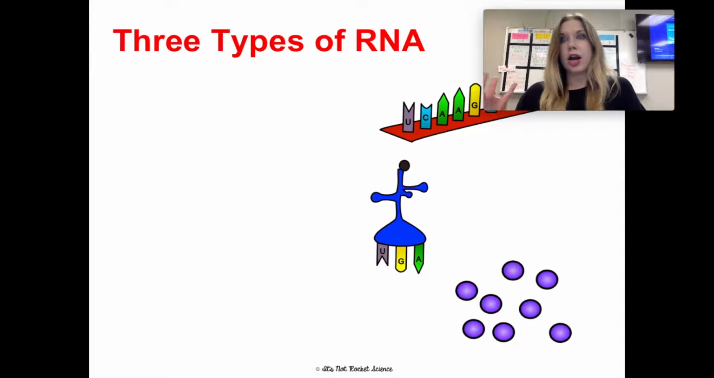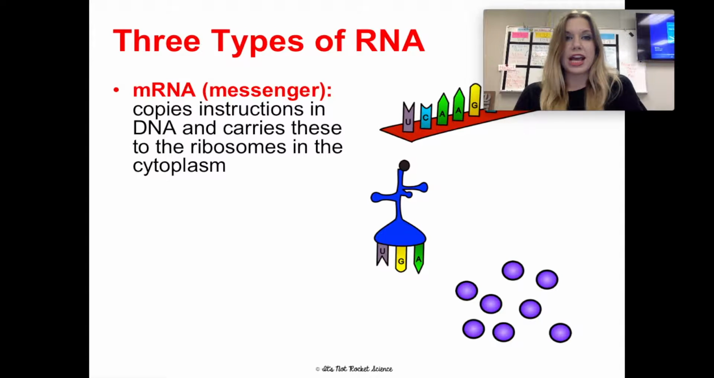So within RNA, there are three different types of RNA. The first is called mRNA, or messenger RNA. Just write down these definitions for now. You'll see why it'll be necessary to have these definitions in a second. Messenger RNA copies instructions in our DNA and carries these to the ribosomes in the cytoplasm.